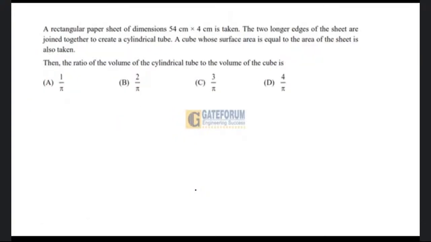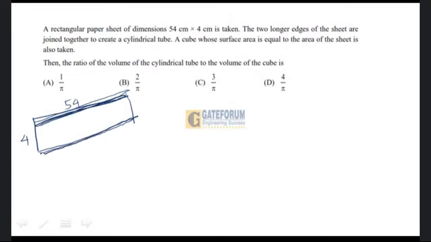Let's do this. A rectangular paper sheet of dimensions 54 centimeter into 4 centimeter is taken. Let us suppose this is the rectangular sheet. This is 54 and this is 4. The two longer edges of the sheet are joined together to create a cylinder. So these two are joined together to form a cylindrical tube. They are just joined together, not overlapping.